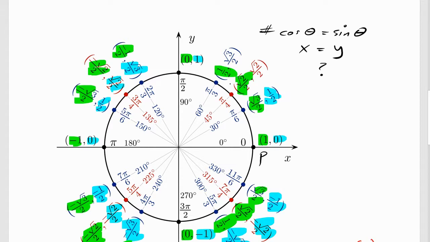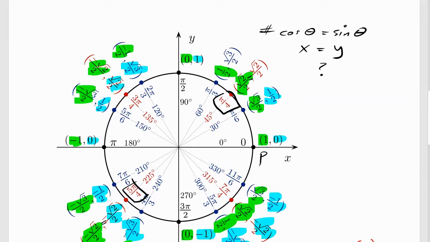Hopefully you paused it and looked around the unit circle and realized pi over 4, your x and y are the same. And then 5 pi over 4, your x and y would be the same. So that's something to consider there.